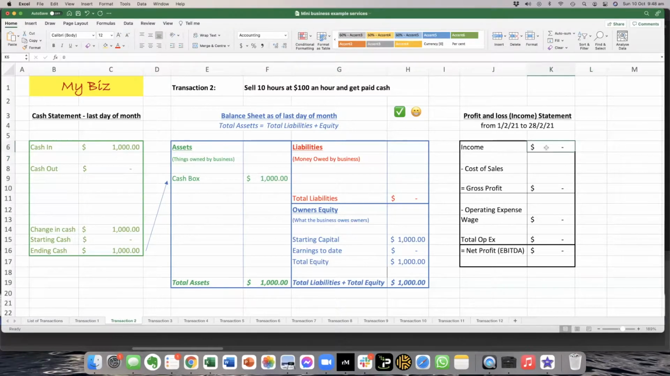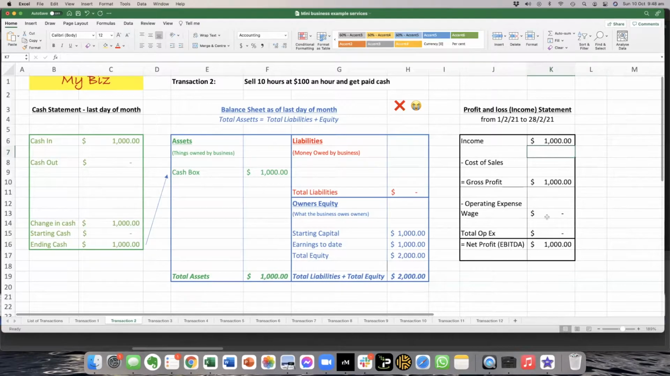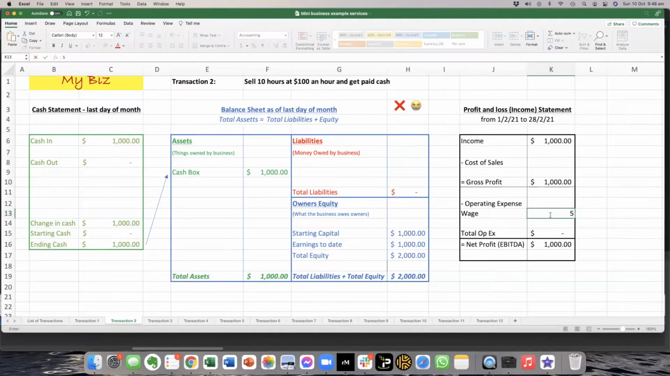Every time you generate an invoice, it turns up straight away on your P&L. And every time you receive an invoice and enter it into your accounting system, it turns up here as well. So what we're going to do is put in $1,000 for our sale. Now, in this instance, we've decided to pay ourselves $500. You know, it's our business and so forth. So we're going to put in a wage of $500.